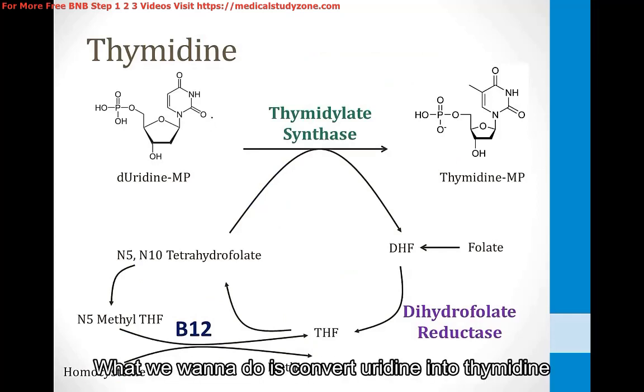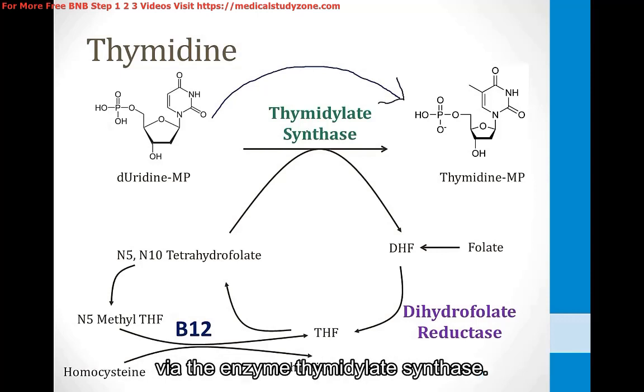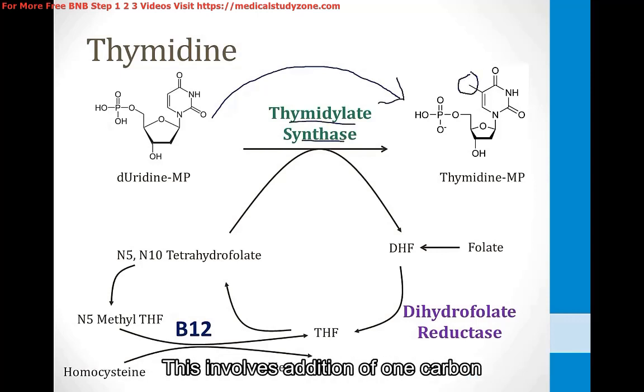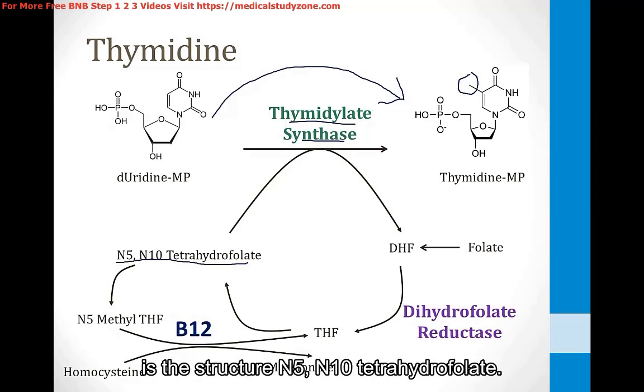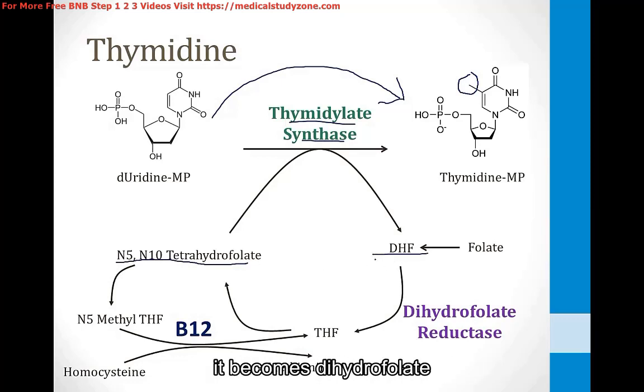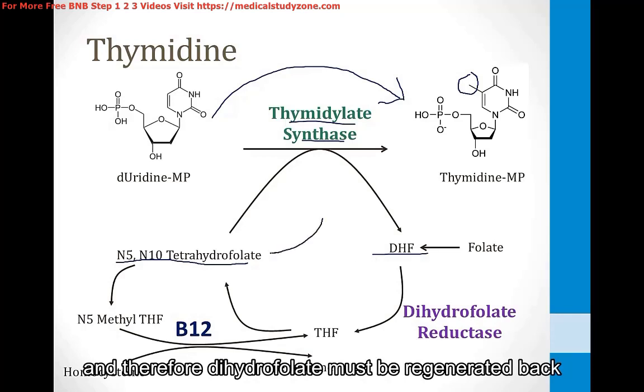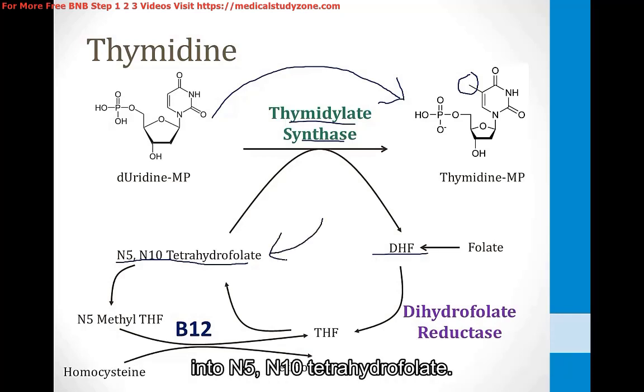What we want to do is convert uridine into thymidine via the enzyme thymidylate synthase. This involves addition of one carbon to a molecule of uridine monophosphate. The source of that one carbon is the structure N5,N10-methylene tetrahydrofolate. When it donates that carbon group, it becomes dihydrofolate, and therefore dihydrofolate must be regenerated back into N5,N10-methylene tetrahydrofolate.